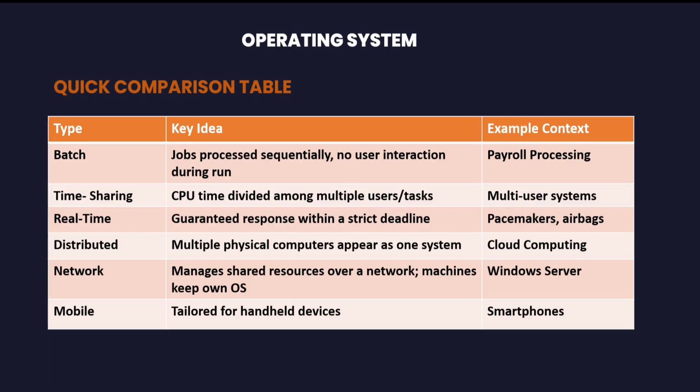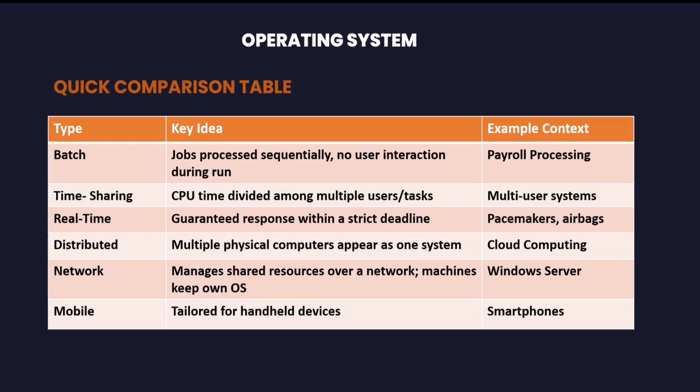Quick comparison table. First is batch OS. The key idea was jobs processed sequentially and no user interaction during run. Example, payroll processing. Then time sharing OS. CPU time divided among multiple users or tasks. Example, multi-user systems. Real-time operating system. Guaranteed response within a strict deadline. Example, pacemakers, airbags.